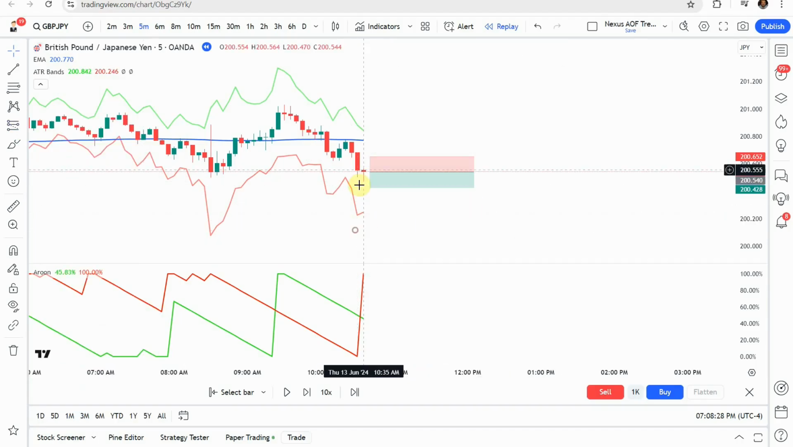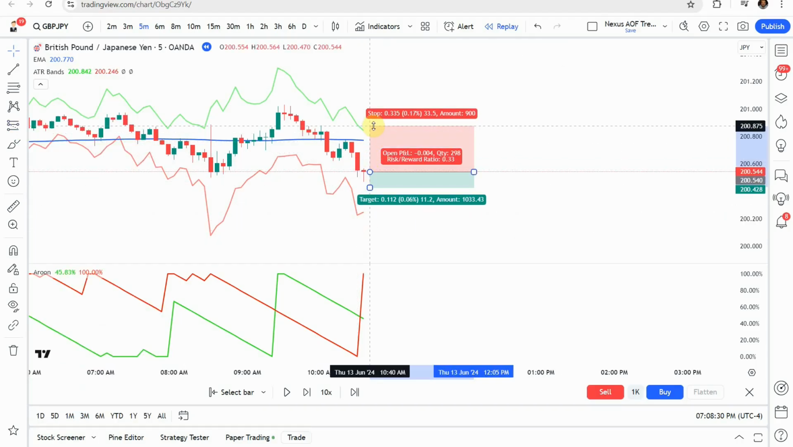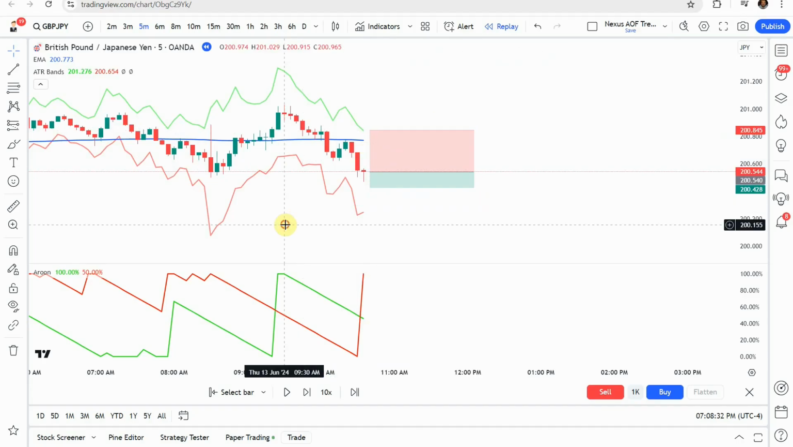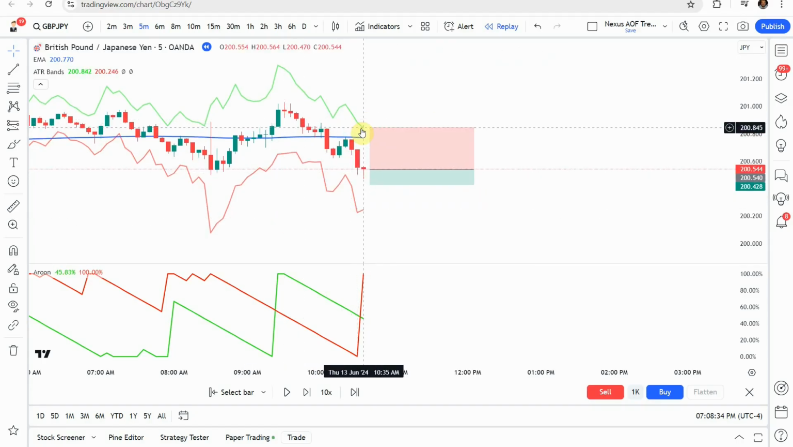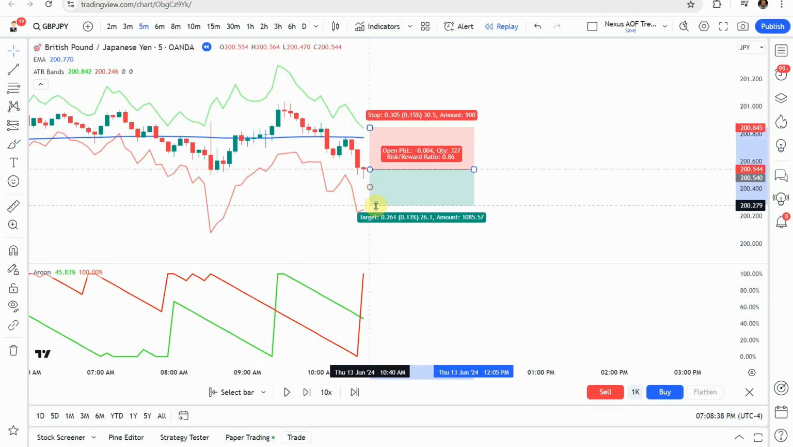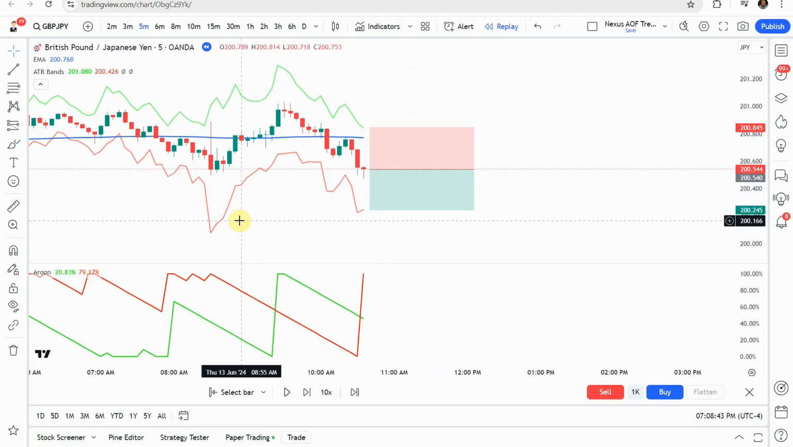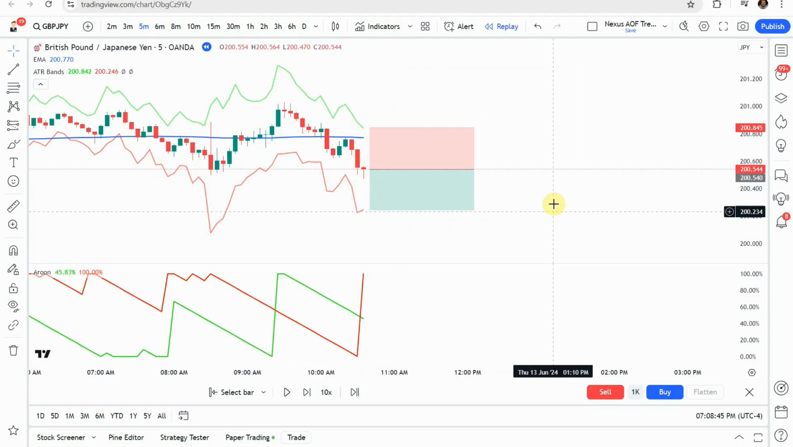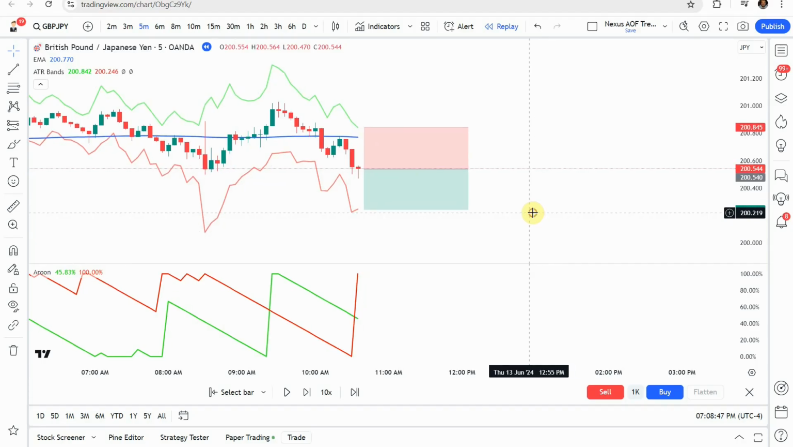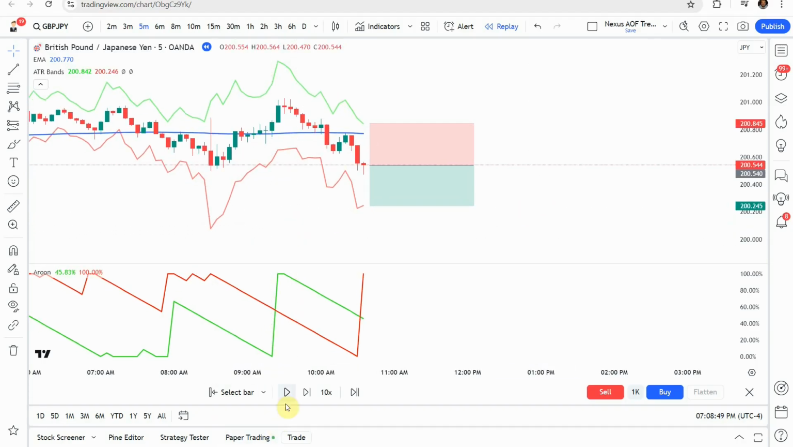I'm going to put our trade right here. I'm going to put our stop just right at the ATR band, this green ATR band right here. And the take profit is going to be at the red ATR band right there. Just almost at a 1-to-1 risk to reward. And so let's go ahead and play this forward and see how it plays out.